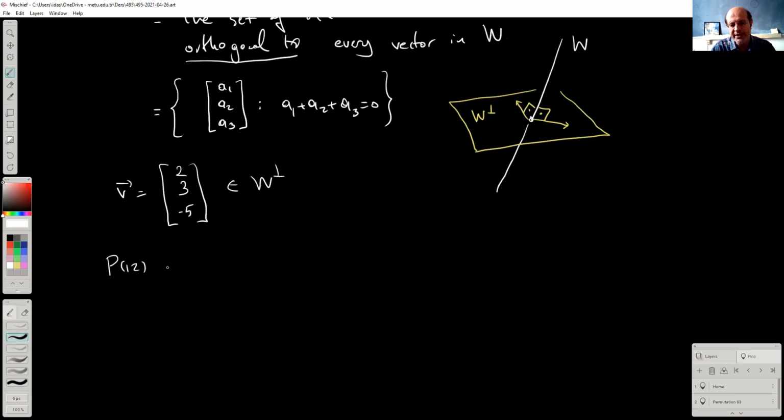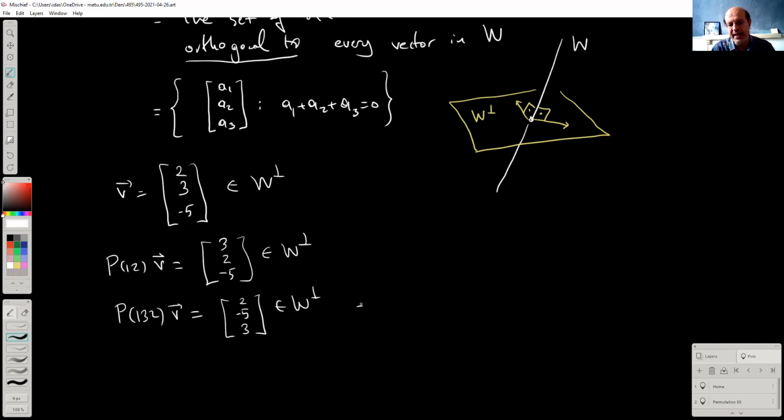So just think about, for example, P12 applied on V. That's going to be a vector in here. So it's a different vector. It is 3, 2, minus 5. So that's also in W-perp. And let's say 1, 3, 2, for example, where the first entry goes into the third one, and the third entry goes into the second. Yeah, this one is in W-perp, and so on. So therefore, W-perp is also an invariant subspace.